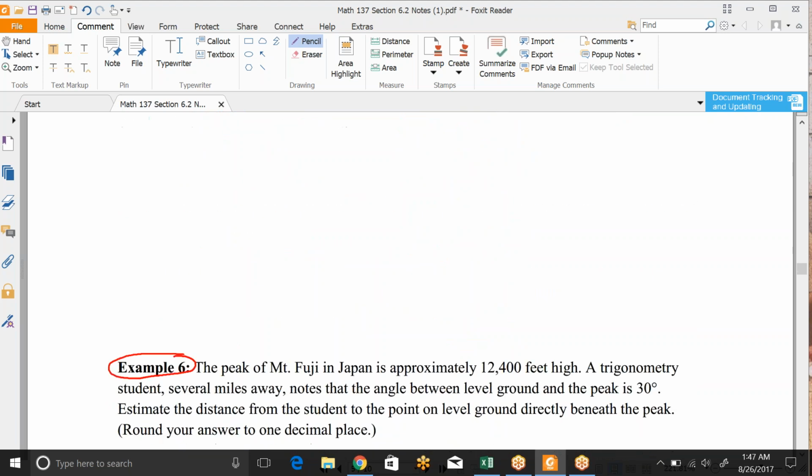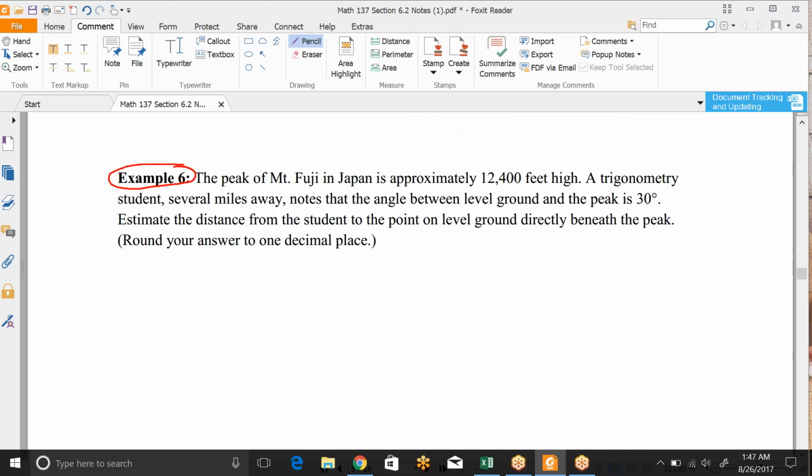We did example 5 at the end of class last time, so let's look at example 6. The peak of Mount Fuji is in Japan, and it's approximately 12,400 feet high. So here's the mountain, and we say that the height of that mountain to the top peak is 12,400. A trig student is several miles away, so we don't know how many miles, but several miles away. And they are looking at an angle up at the peak from the ground level. And their angle is 30 degrees. Estimate the distance from the student to the on level ground directly beneath the peak. So we're looking for this distance here.